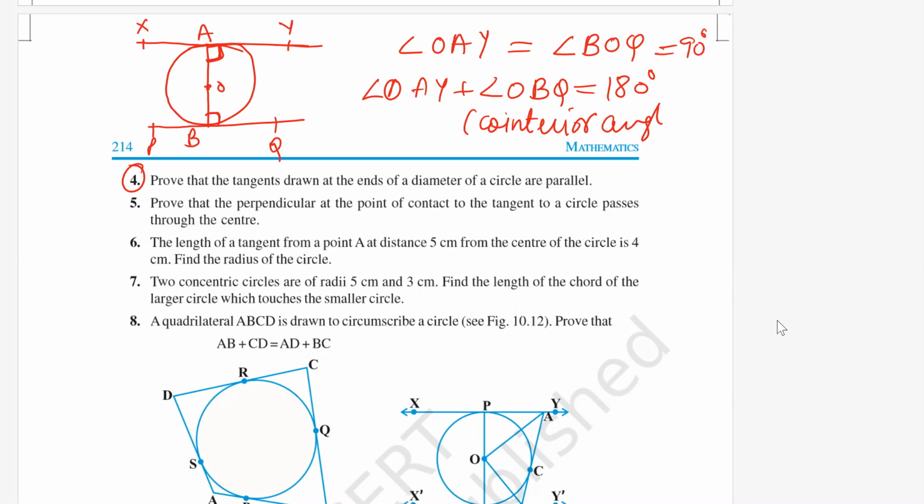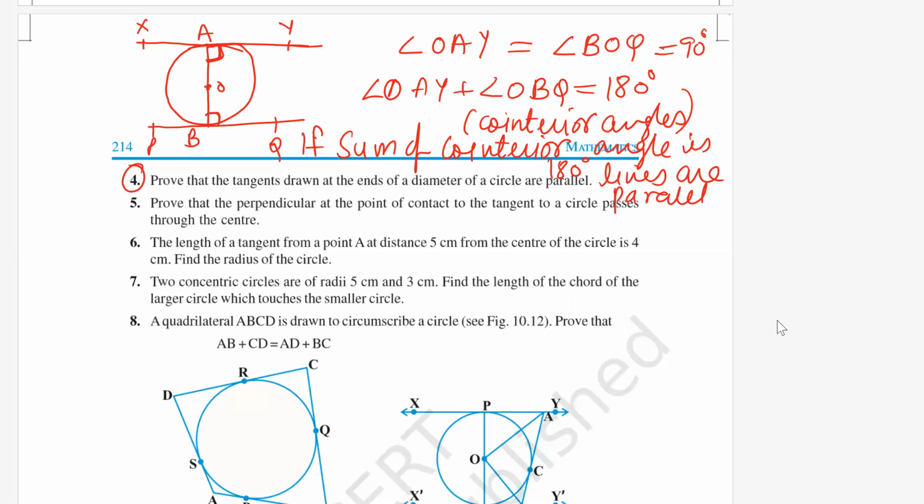These are actually co-interior angles. So if sum of co-interior angles is 180, lines are parallel. Therefore, tangents at the end of a diameter will be parallel. Is it clear?